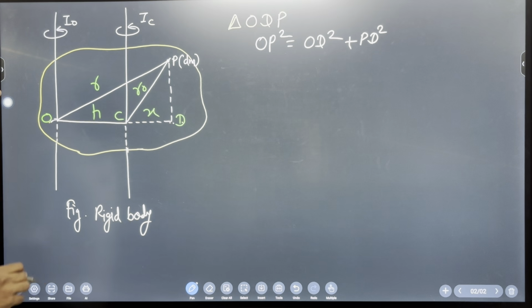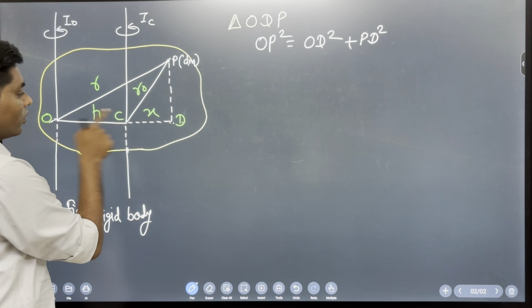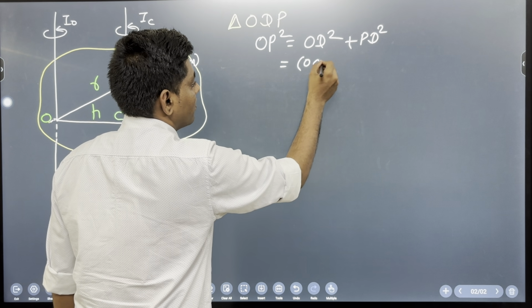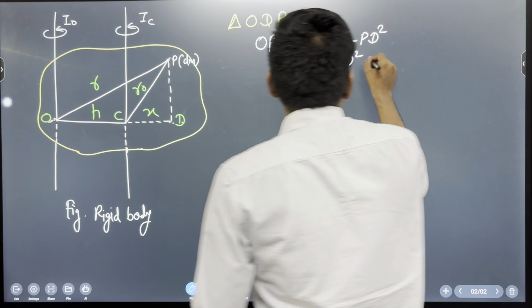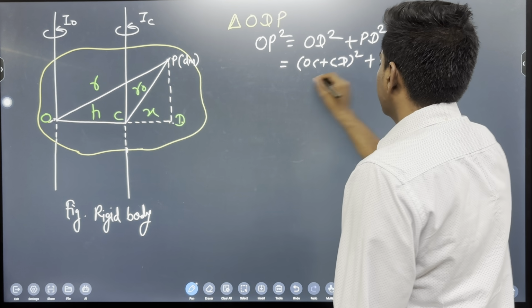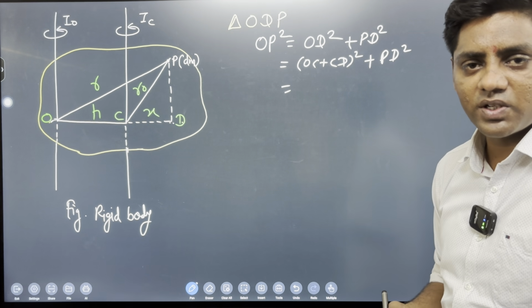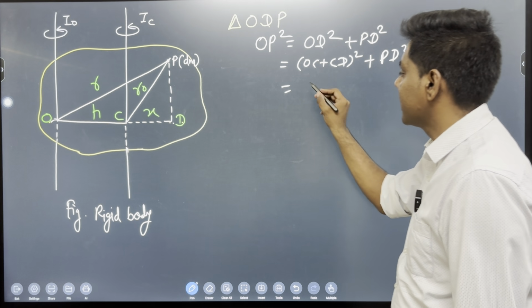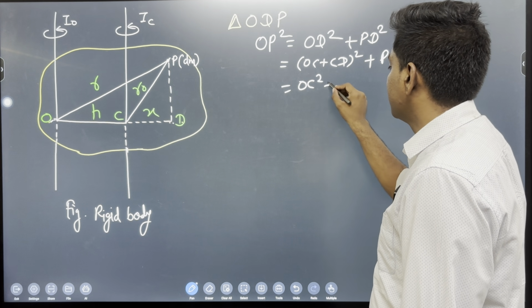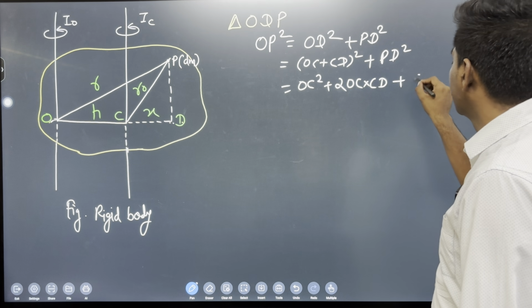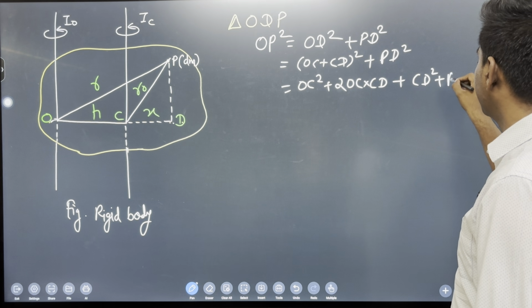So as we know, OD is OC plus CD. So substitute: (OC plus CD) whole square plus PD square. Solve by using the (A plus B) whole square expansion. उसके हिसाब से हमें इसको solve करना है. तो क्या आएगा इसका आंसर? OC square plus 2 times OC into CD plus CD square plus PD square.